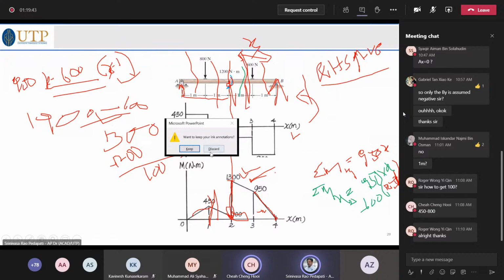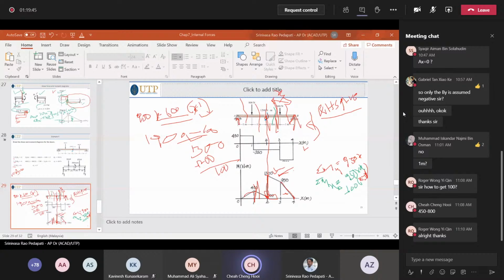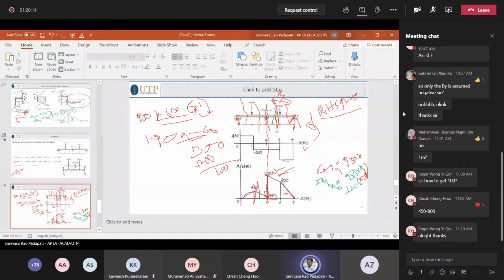No, sir. Actually, the 450 minus 800 is the point of 100 that Roger asked. Yeah, this point. The point that Roger asked, the 100 one. He asked how to get the 100. Yeah, 100. I told you, 100 is just now we displayed. 100 is very easy.